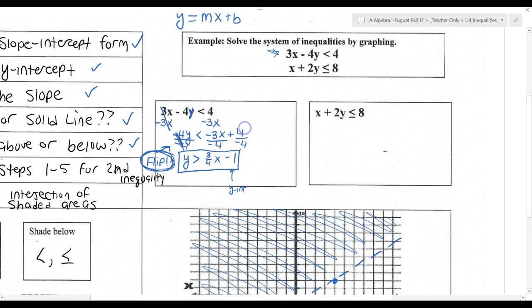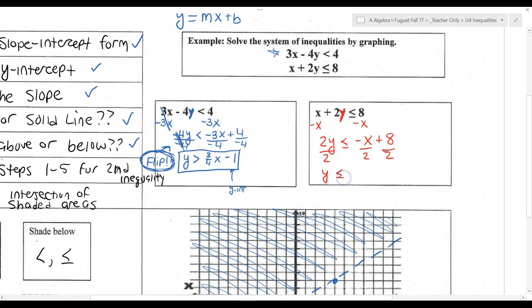Once again, our goal is to put it into slope-intercept form. So I'm going to subtract x from both sides. We're going to get 2y is less than or equal to, again, we want to write the x term first. And now I'm going to divide by 2. Again, everything gets divided by 2.